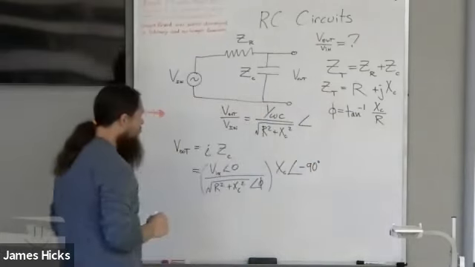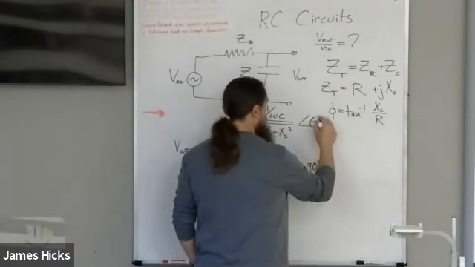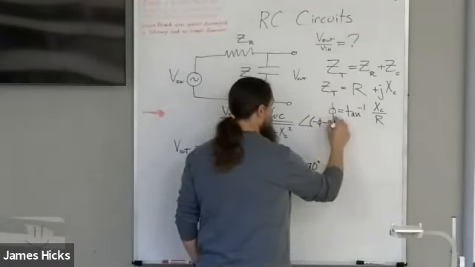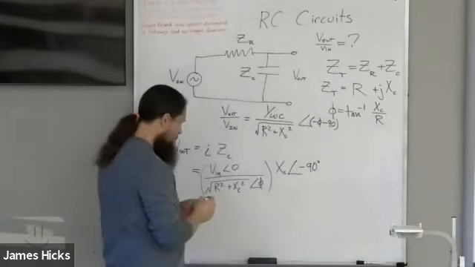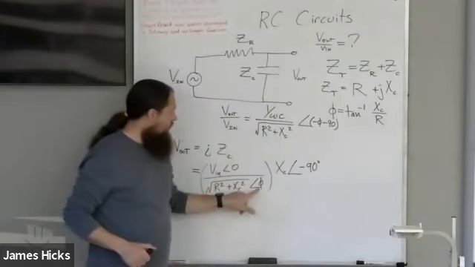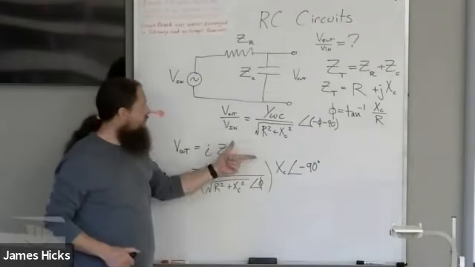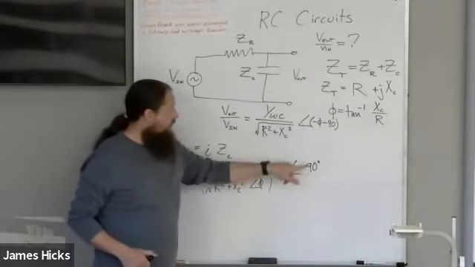Then that total angle is minus phi minus 90. Phi is negative because it's in the denominator, so that comes up as a negative, and 90 is already negative.